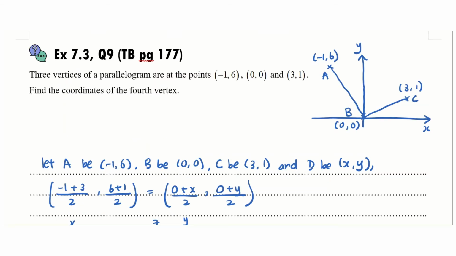We now take a look at exercise 7.3 question 9, where we are given the coordinates of 3 vertices of a parallelogram. So we have these three pairs over here. Then we want to find the coordinates of the 4th vertex. I drew out a sketch on the right here, with the given information about the different points.